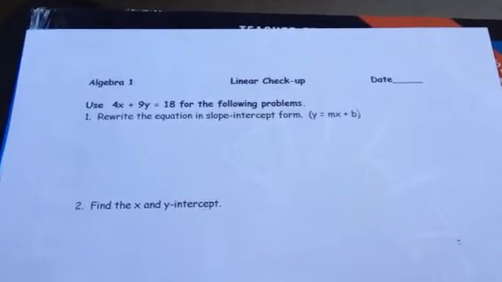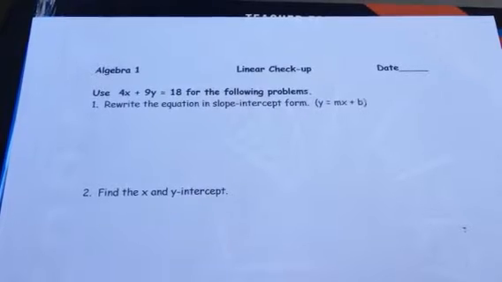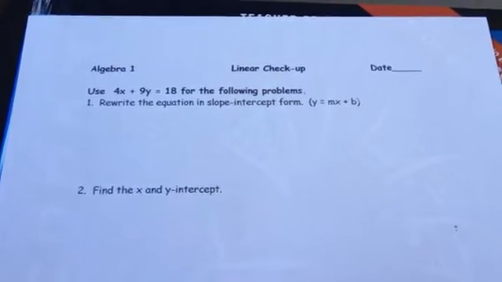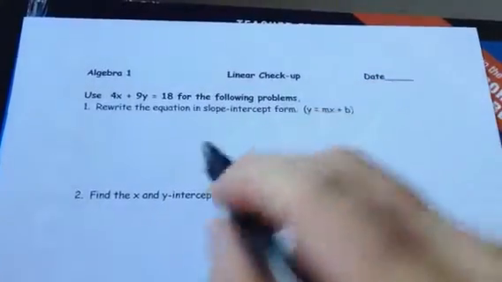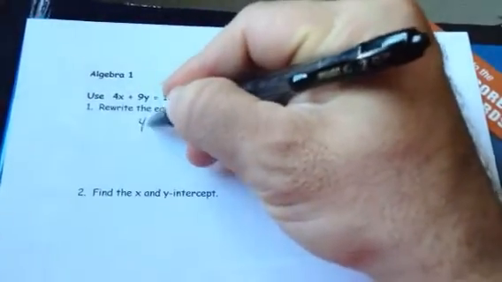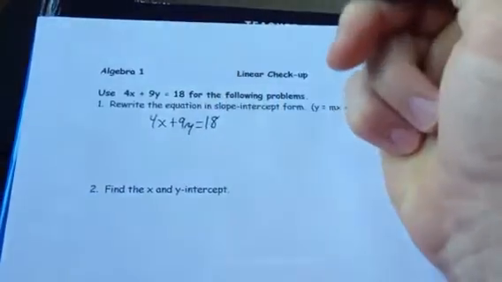Alright, so the next thing that we're going to do is take a look at this linear equation, 4x plus 9y equals 18. We're going to do some things with it like we've done in the previous parts of this chapter to help you out for the quiz. So the first thing is it asks you to rewrite this equation in slope-intercept form. That means to take 4x plus 9y equals 18 and solve it for y.